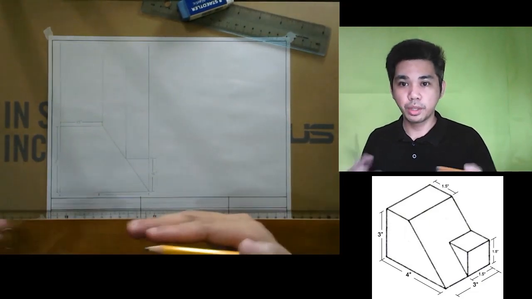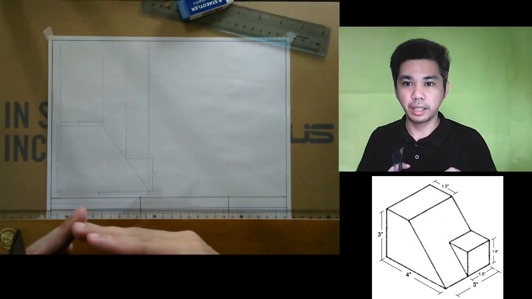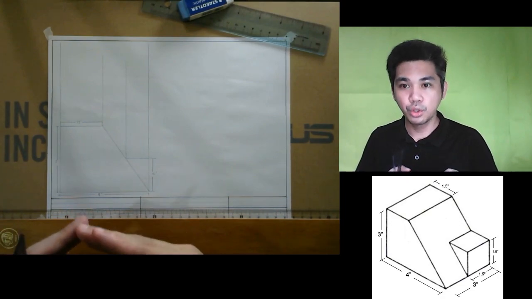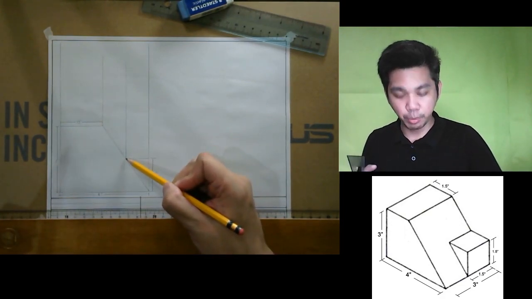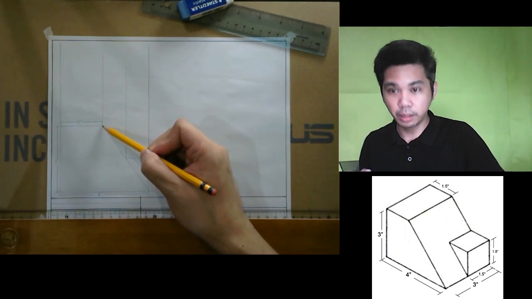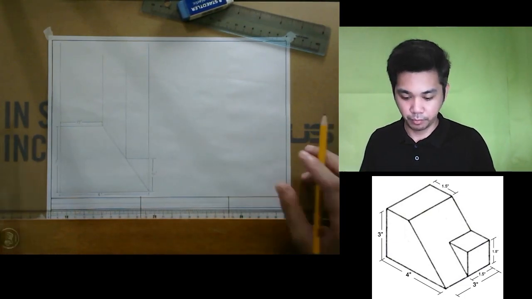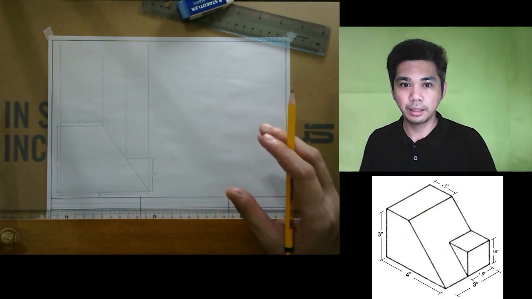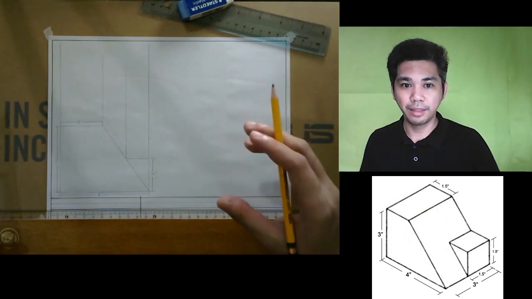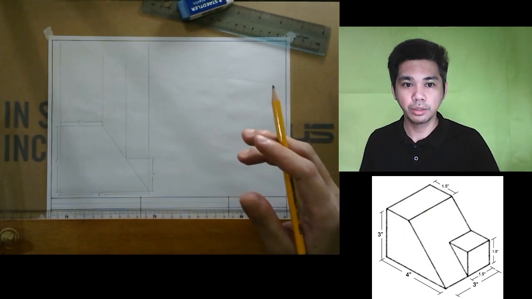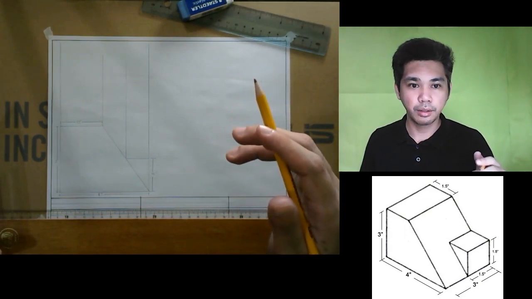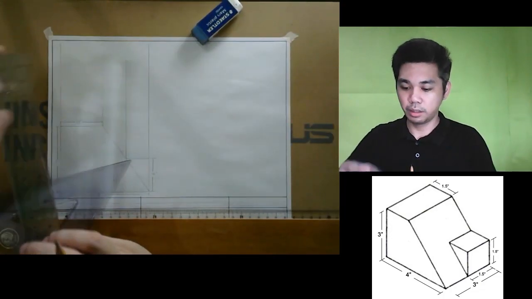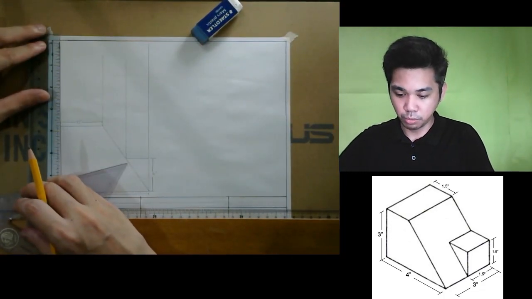All the points that were created by intersecting lines, of course they create points. So all those points should be projected upwards. Like for example, this point here and this point here. Now that is the time that we are going to get the depth or length of the object. So the length is 3 inches. That would be the length of our top side view.